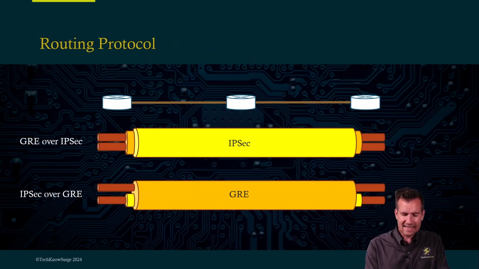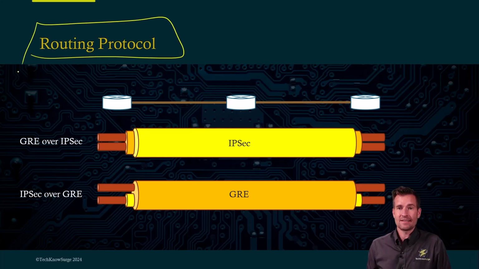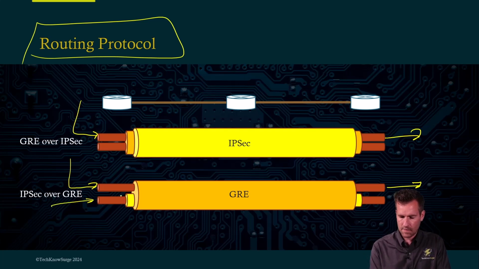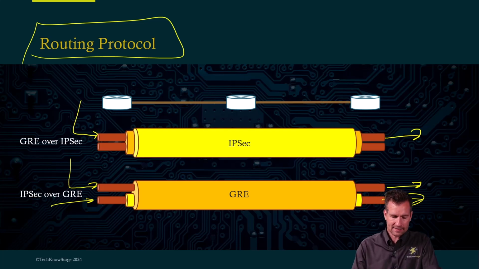So where we would see the difference between these two is maybe, for instance, our routing protocol. Do we want our routing protocol communication to be encrypted, or do we not care about that and we want it just to be passed unencrypted? And then the rest of our traffic would be encrypted. So that would be an example of where we might want some traffic to be unencrypted and some traffic to be encrypted.